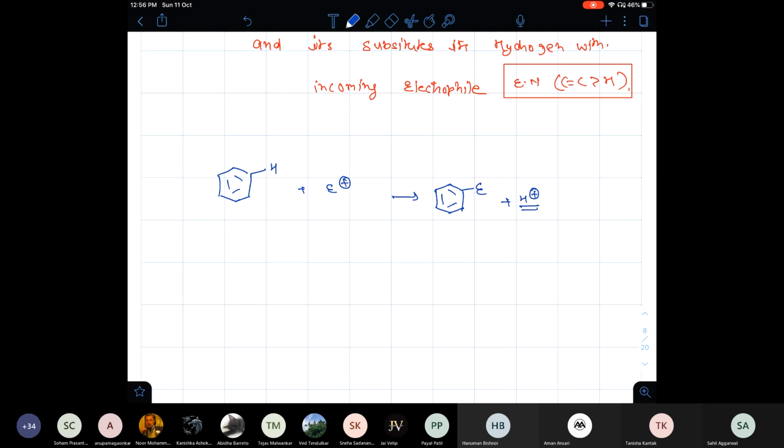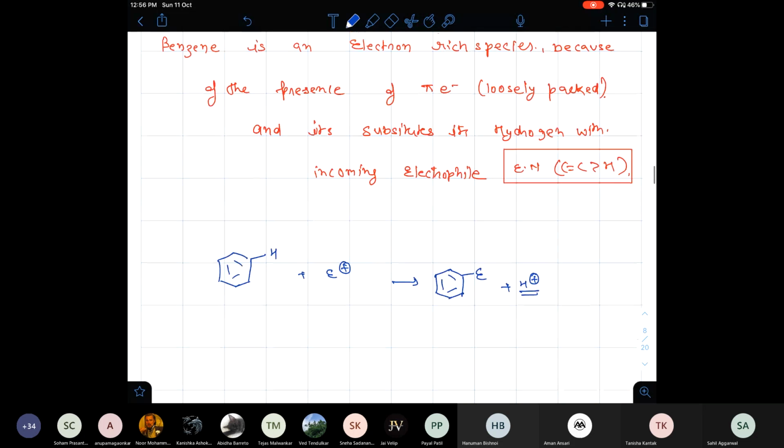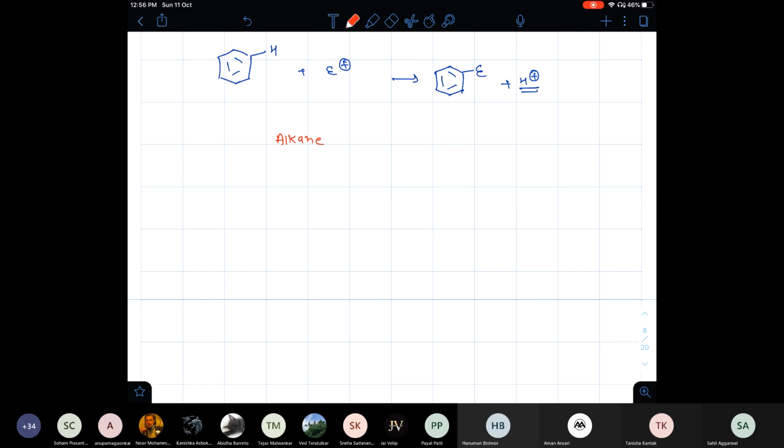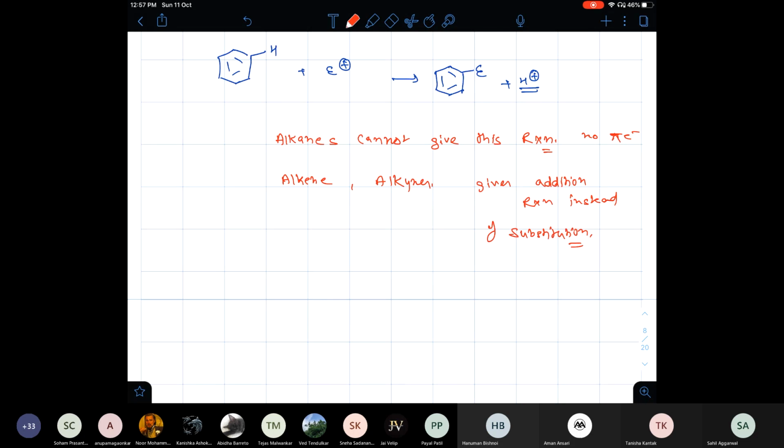Carbon and hydrogen have very little electronegativity difference. Hence, we cannot have this reaction with alkanes. Alkanes cannot give this reaction. ठीक है, neither alkenes nor alkynes, क्योंकि उसके पास pi इलेक्ट्रॉन्स नहीं है. Alkenes and alkynes give addition reaction instead of substitution reaction.